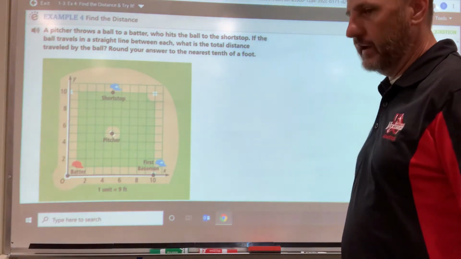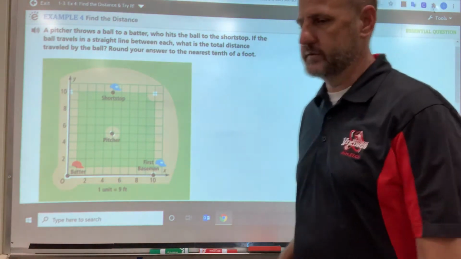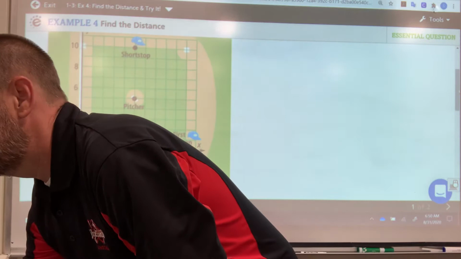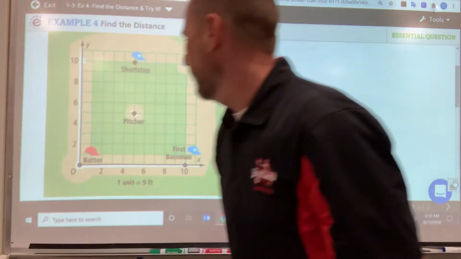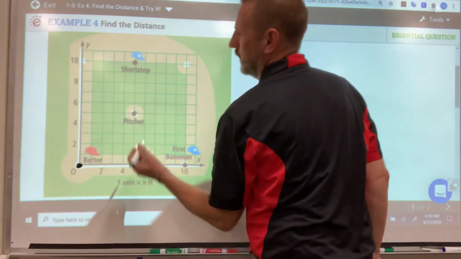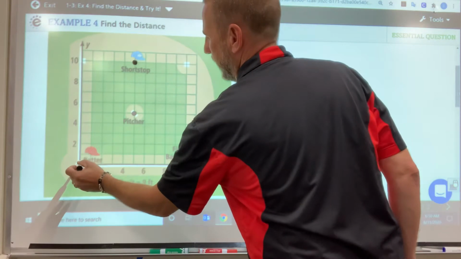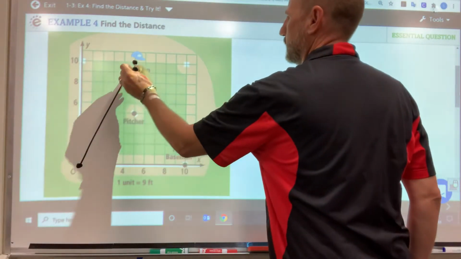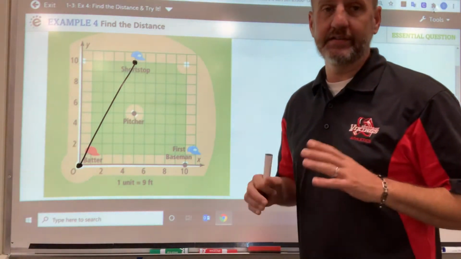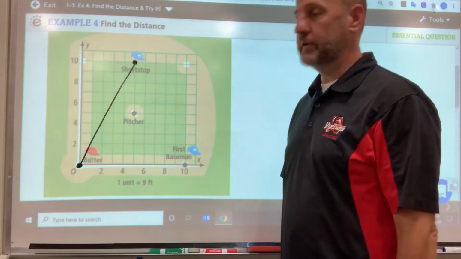Okay, so let's start off by first marking the two spots, and then I'm going to zoom in first so we get the biggest possible view here. We're going to hit a ball from a batter right here to the shortstop right here. So the ball is going from the batter to the shortstop. What I'm looking to do is figure out exactly how far that ball is going to travel.